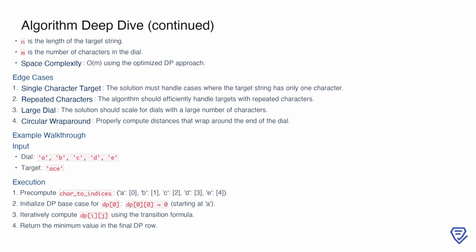When implementing this algorithm, we must also address certain edge cases. For example, targets with a single character should still compute the minimal steps correctly. Repeated characters in the target string must be handled efficiently to avoid redundant calculations. For dials with a large number of characters, the algorithm should scale appropriately, and when distances wrap around the end of the dial, the computation should correctly account for the circular structure. These considerations ensure that the algorithm is both robust and efficient.